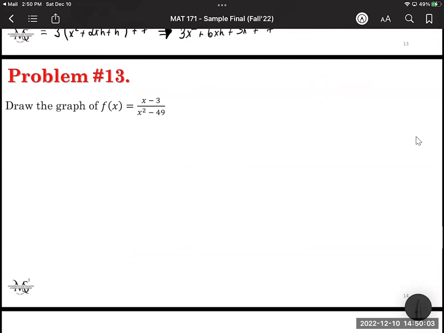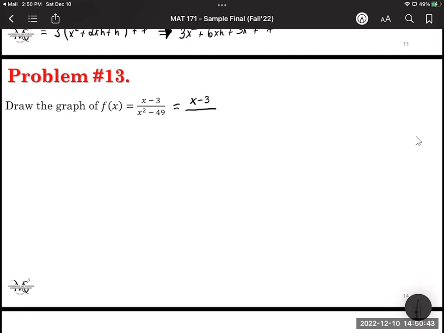So we have problem number 13. I think honestly this might be the longest problem on the exam. Honestly, it's drawing this graph. We want to draw the graph of f of x equals x minus 3 over x squared minus 49. When you're drawing this graph, you usually do it in a 6-step approach. But before I mention the 6-step approach, the first thing you want to do is see if anything can be factored. For example, look at your numerator. Your numerator is x minus 3, so I can't factor the numerator.